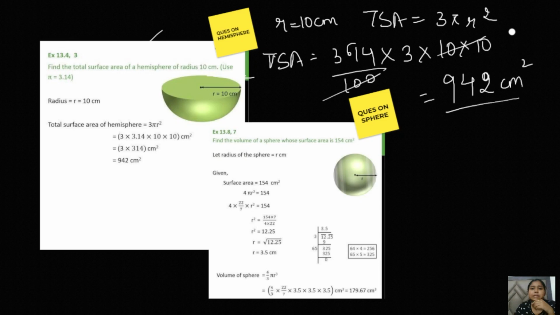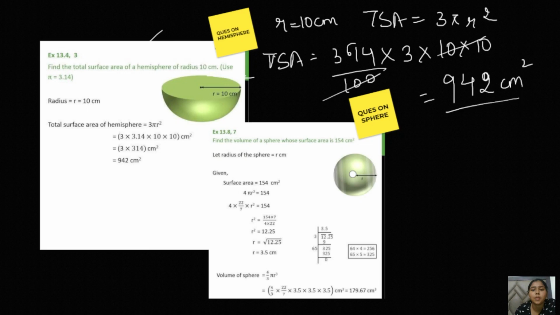Now let's move to another one. Volume of the sphere whose surface area is given. Now how to know the volume when the surface area is given? So this is a very easy question. What you have to do is, with the help of surface area, just find out the radius of the sphere, and by using the radius find out the volume of the sphere.